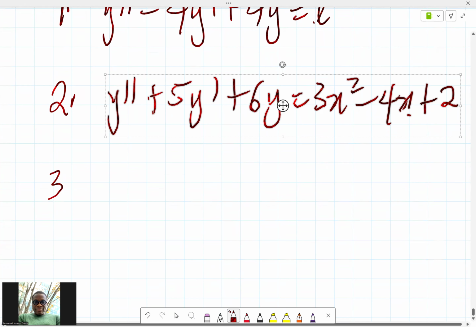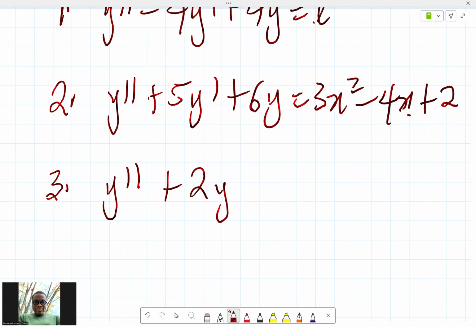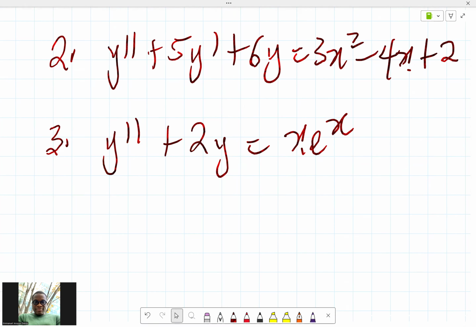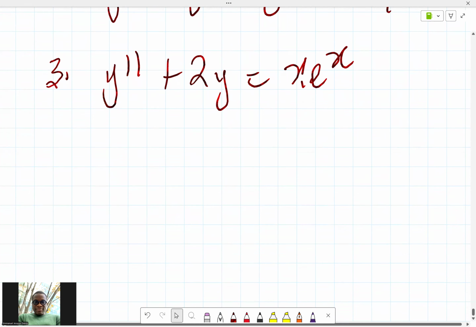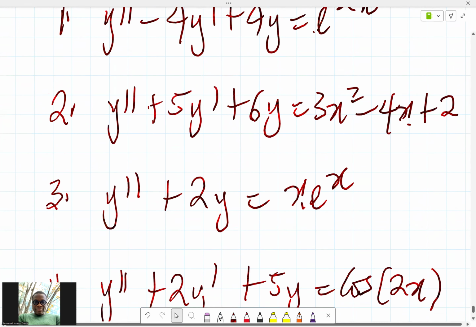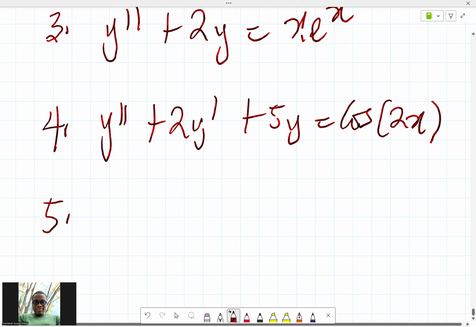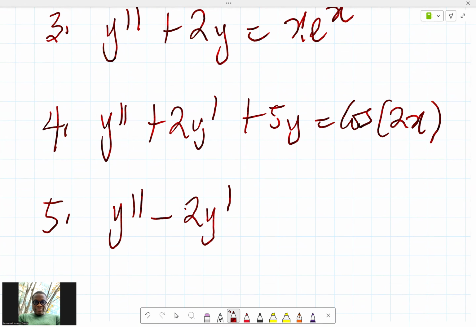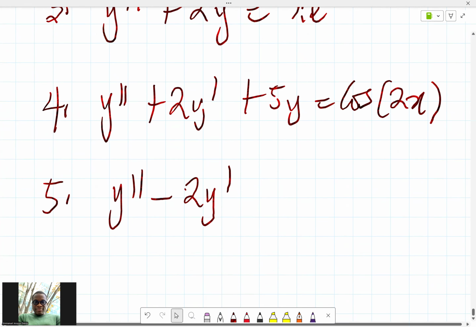Number 3: y prime prime plus 2y equals x e raised to power x. Number 4: y prime prime plus 2y prime plus 5y equals cos 2x. Let me add one more. 5: y prime prime minus 2y prime minus 3y equals e raised to power 3x.